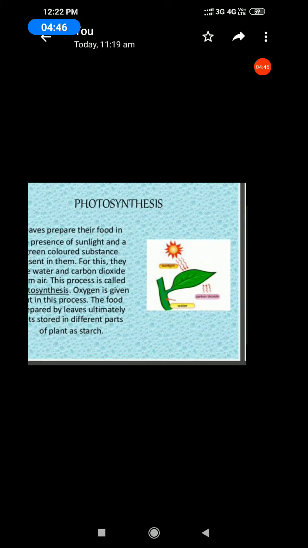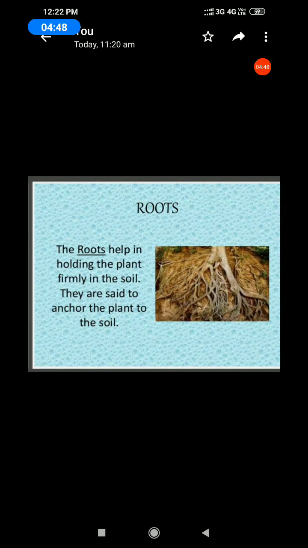Next, roots. Now we will learn about roots. Already we learned about some activities. The remaining activities we will learn now. Now we will discuss chapter 7.4, Root. Take your book, page number 57. Students, all of you take your book, page number 57, 7.4 Root.